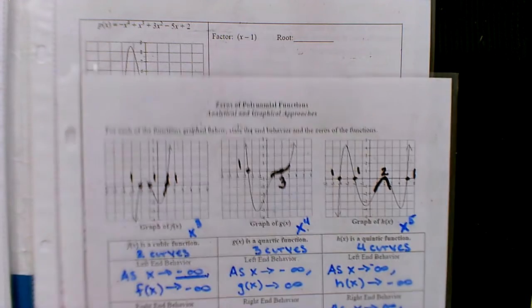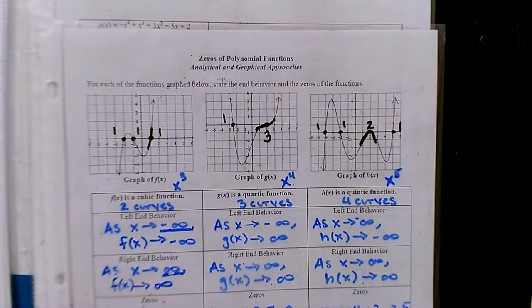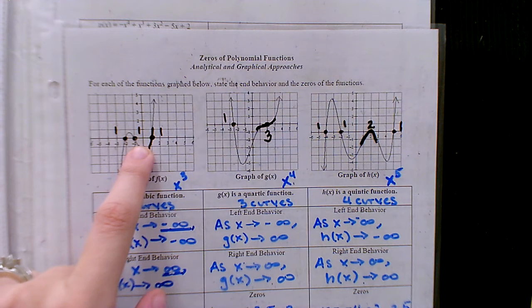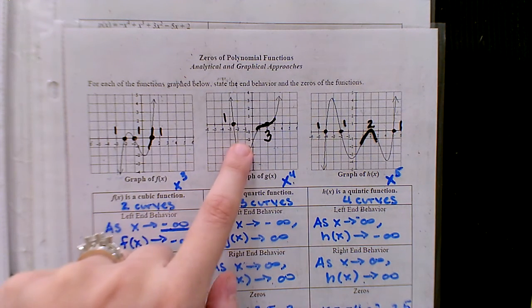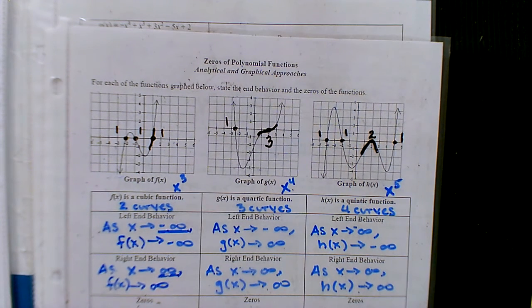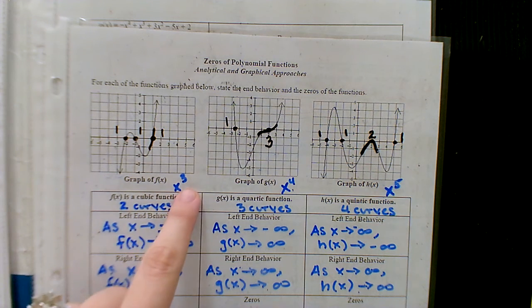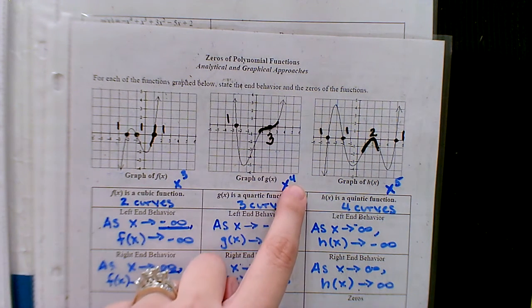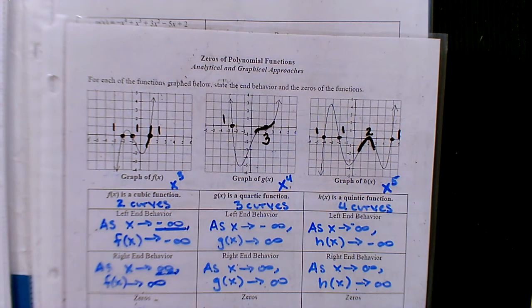So if I go ahead and reference back here, if we were to add up all of these multiplicities, what would we have? What do you notice about the sum of the multiplicities related to the type of function we have? Yeah, it matches the degree. 1 plus 1 plus 1 is 3. 3 and 1 gives us 4. 2 and 3 give us 5.